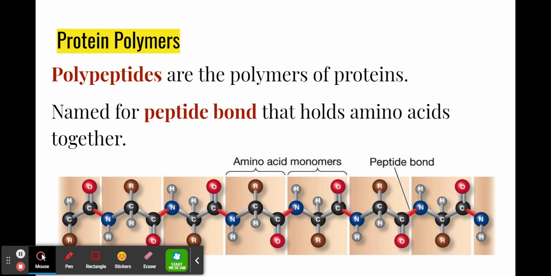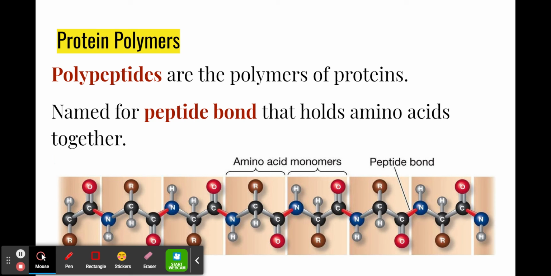Moving on to the polymer. So the polymer of your proteins are called polypeptides. Poly is a nice prefix. We're familiar with it from looking at carbohydrates with polysaccharides, but that peptide word is a little funky. Peptide actually refers to the specific name for the covalent bond that forms between amino acids.